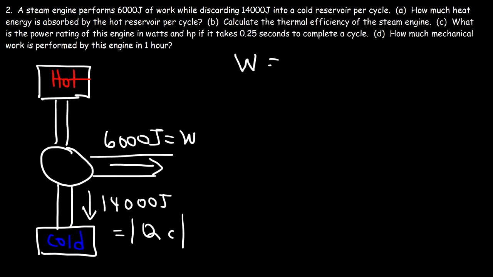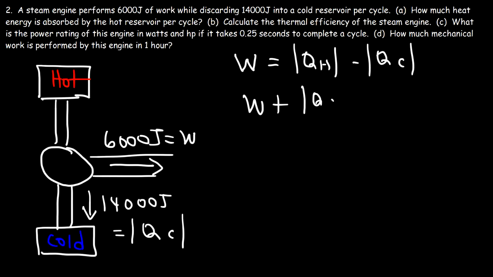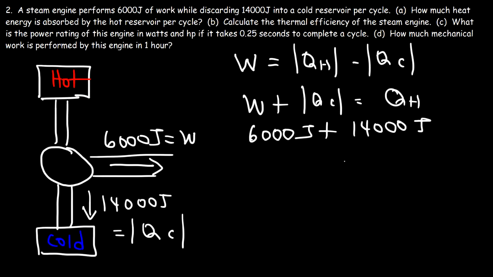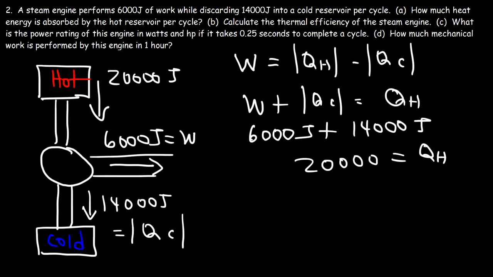So we know that W is the absolute value of QH minus QC. So QH is going to be W plus the absolute value of QC. And QH is going to be positive. So W in this example is 6,000 joules and QC is 14,000 joules. So QH is going to be 20,000 joules. And so 20,000 joules of thermal energy is taken from the hot reservoir per cycle.